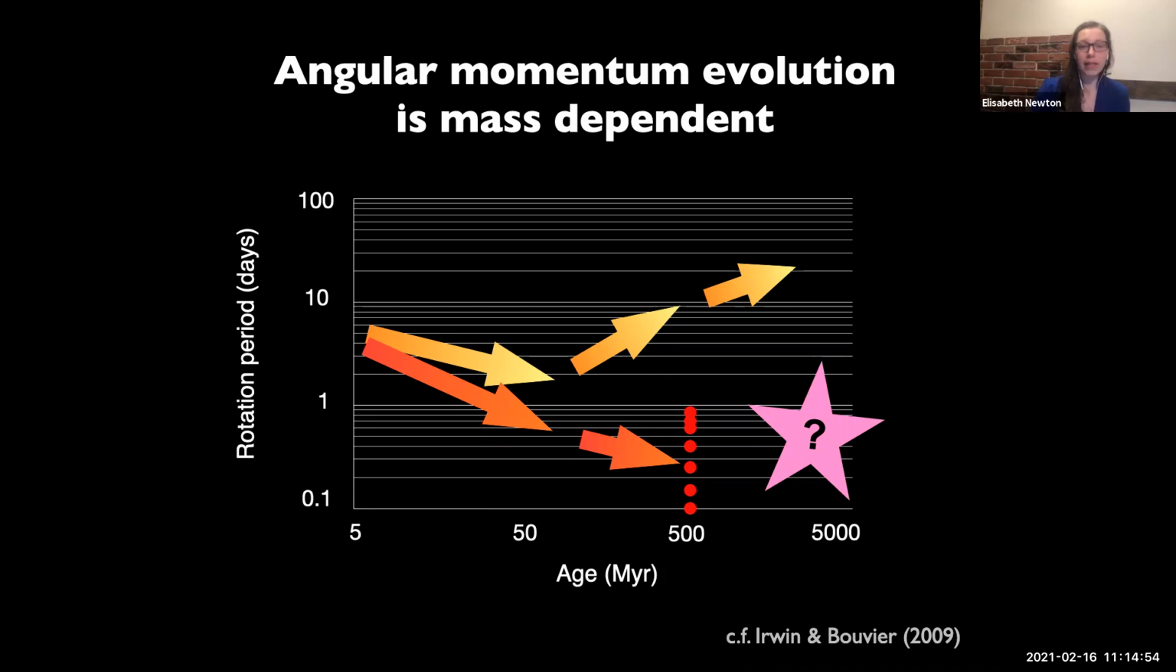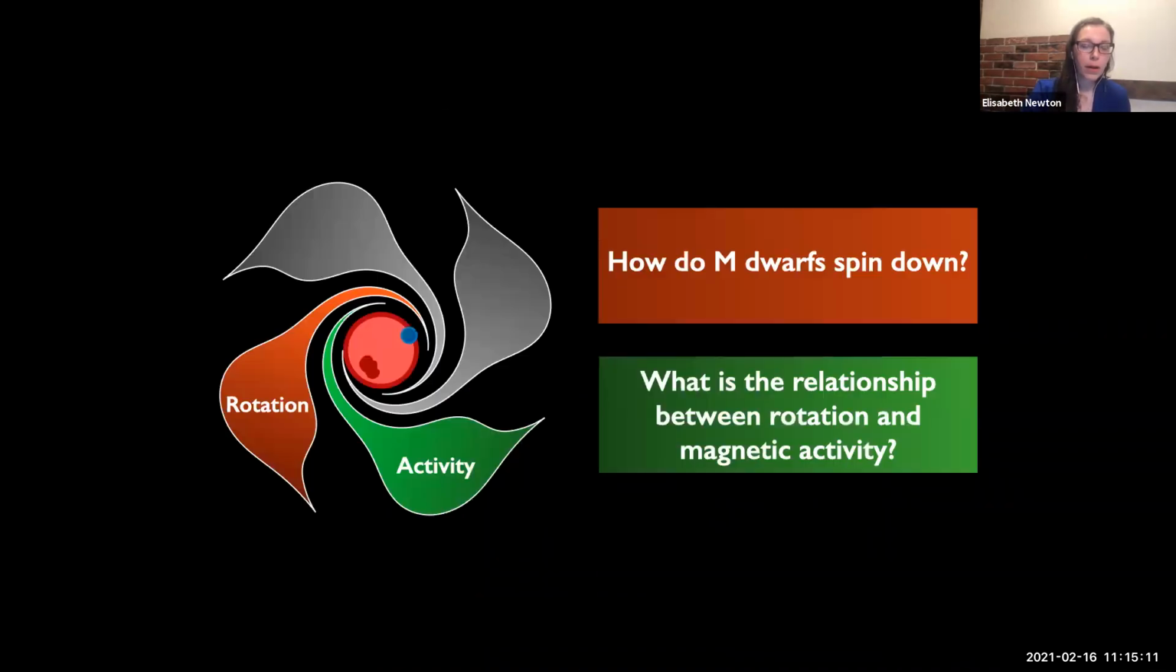So these clusters that we use to trace out rotational evolution, the ones where the M dwarfs would be spinning down, are just too far away at the moment to actually make progress using stars in clusters. In the next bit of my talk, I'm going to address these two questions, trying to fill in the missing part of that diagram. So how do M dwarfs spin down? And what is the relationship between rotation and magnetic activity?